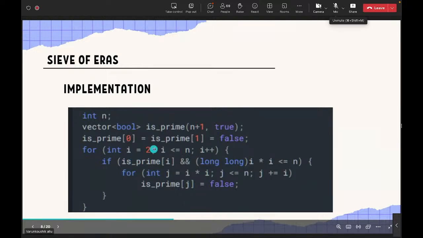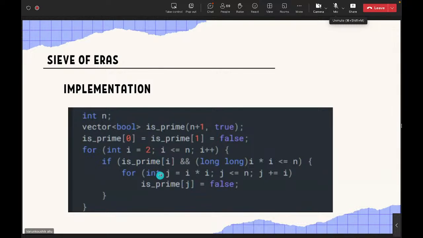See, now, first we will take 2. We know that 2 is not marked as false, so it will enter the loop. And if 2 star 2 is less than or equal to n, that means, as I told you, we can find all the divisors of n in less than O of root n. The same logic here: i star i less than or equal to n. Otherwise, it won't be possible. So we'll start from i star i only.